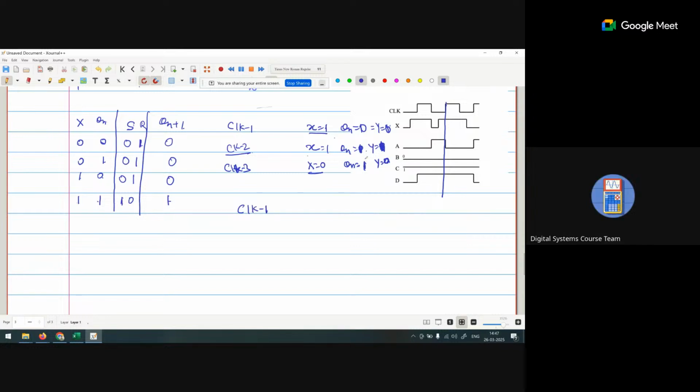Yes, sir. Clock 1, X is 1 and Qn is 1. So Qn plus 1 is 1. Okay, so till that it is 1. At clock 2, X is 1 and Qn is 1. We can say this particularly is the Qn for the next clock. Qn plus 1 is the Qn for next clock. So it is a 1 1, Qn plus 1 is also 1.